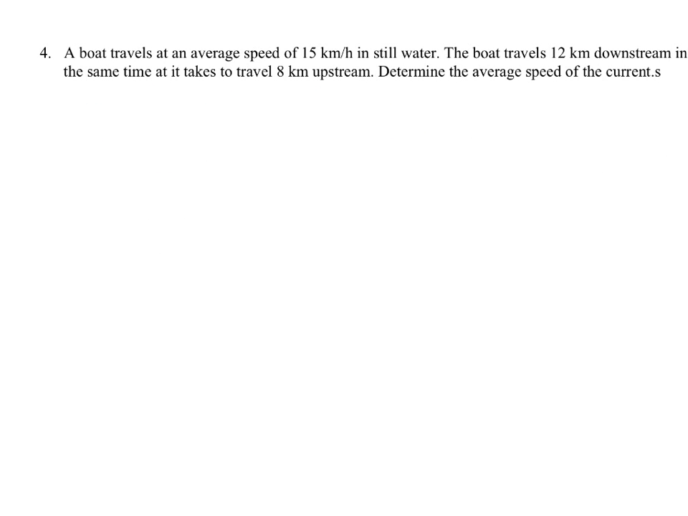In question number 4, we have a boat that's traveling upstream and downstream. Upstream is when the boat is going against the current, so the water is pushing against the boat, slowing it down. Downstream is when the boat is going with the current, and so the current pushes the boat along so it goes more quickly. In this case, it takes the same amount of time, but we're traveling different distances. Going downstream, we can go 12 kilometers in the same amount of time it takes to go 8 kilometers upstream. We're asked to find the speed of the current.